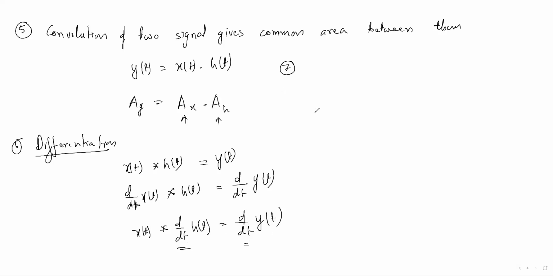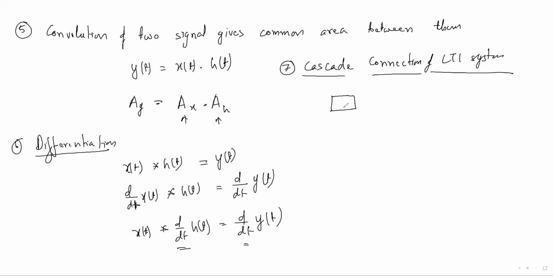So write the seventh one, that is cascade connection of LTI systems. This is a new term for you. This is the seventh property. What it says: cascade connection means, suppose this is a system where x(t) is the input.